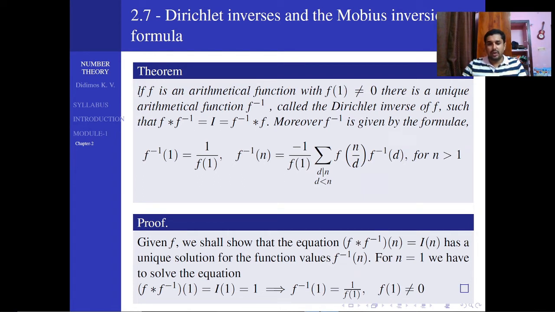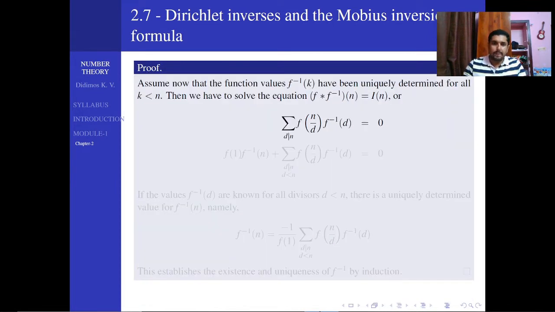So f inverse of 1 can be solved using f of 1. If f of 1 is fixed, then f inverse of 1 is also fixed. In other words, f inverse of 1 can be uniquely determined using the value of f of 1. So f inverse of 1 exists only if f of 1 is not equal to 0.